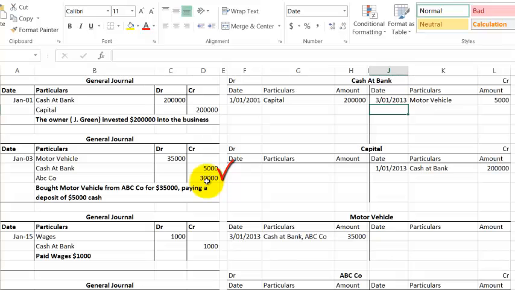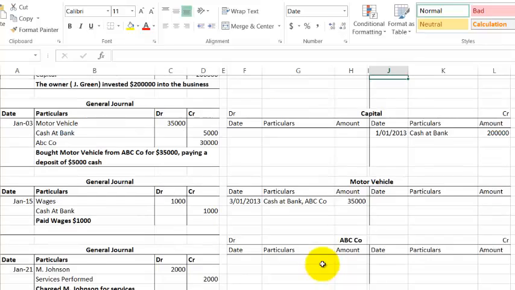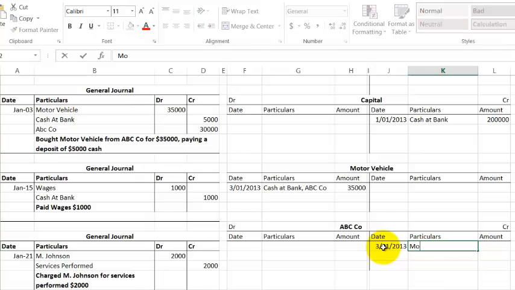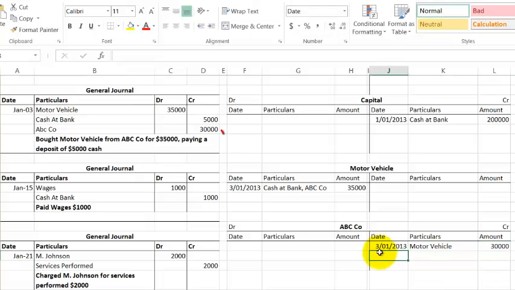And the other part of that transaction in the general journal is the credit to ABC Co. Let's put that in. So there's ABC Co. We've got to put it on the credit side. It was on the 3rd, and it related to the motor vehicle. It was for $30,000. So there's the posting of our next entry.